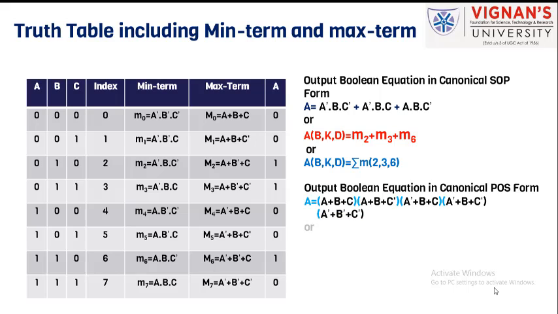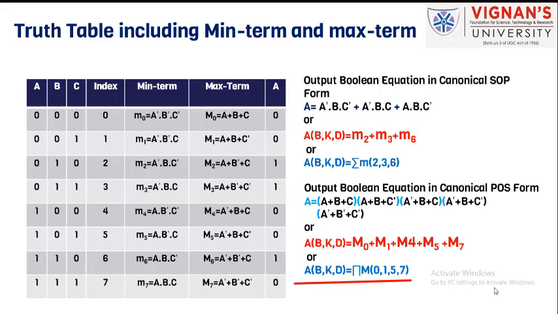And another form of representation is by using capital M. We have used capital M for the max term. And in terms of decimal number representation, for the product term, we are using the symbol pi. Because it is a max term, that's why we are using capital M. And the respective max terms in the decimal digits formation or indexes are 0, 1, 4, 5, 7.